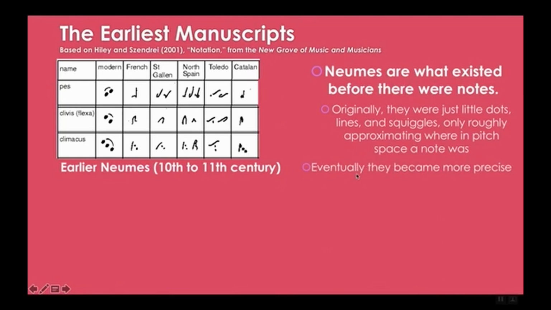So eventually, these notation things, the neumes, become a little bit more precise. We saw at first they weren't even heightened. They weren't showing relative pitch space. They were just showing when a note goes up, or I guess when it goes down, all within a single syllable. And this was the 10th century, so 900 to about 1000 CE.